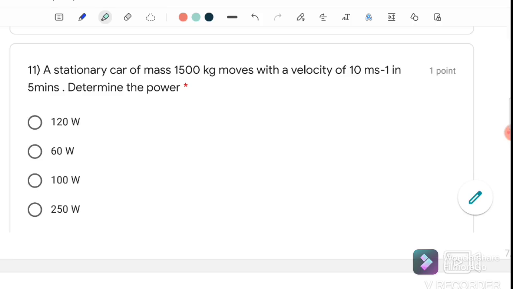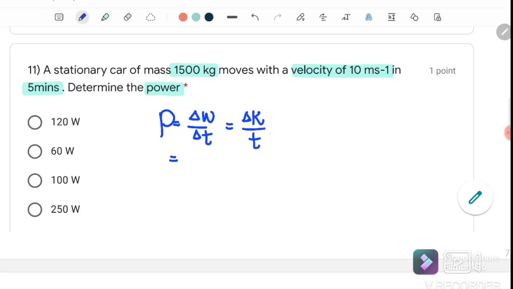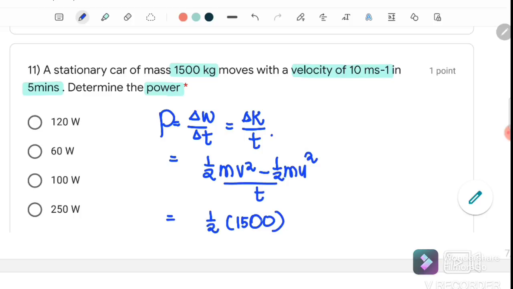Next question, number 11. The stationary car with a mass of 1500 kg moved with a velocity of 10 meter per second in 5 minutes. We are asked to find the power. As we know, power is equal to the rate of work done. Here the work done is from the kinetic energy, so we can use the change of kinetic energy over time taken. So we can use half mv squared minus half mu squared over t, where m is 1500 and v is equal to 10 meter per second.